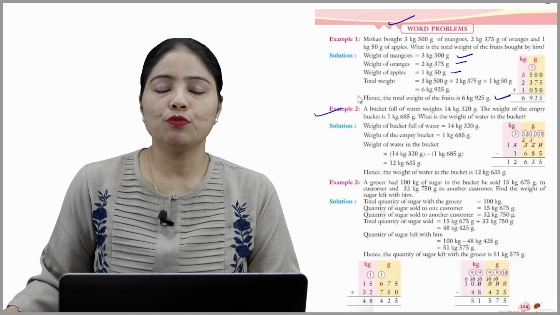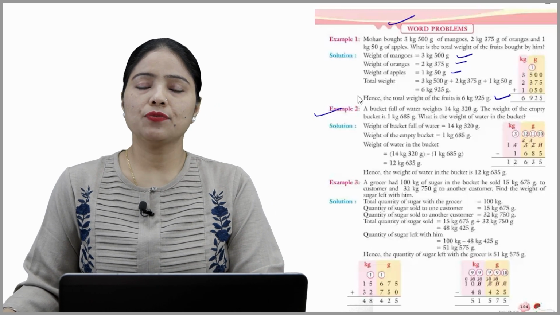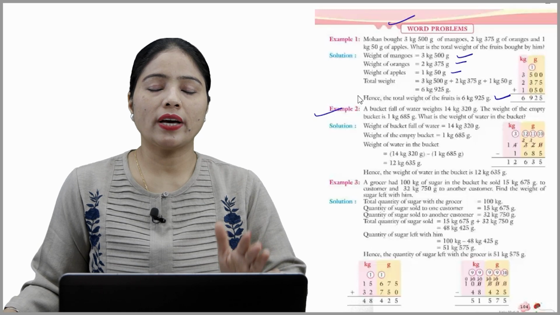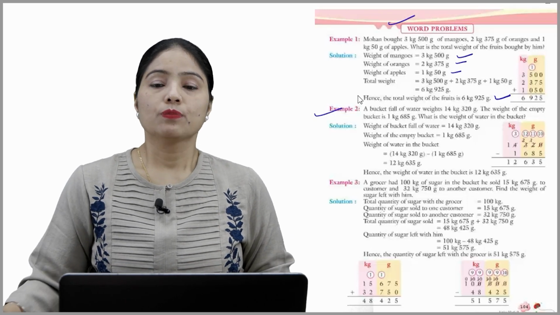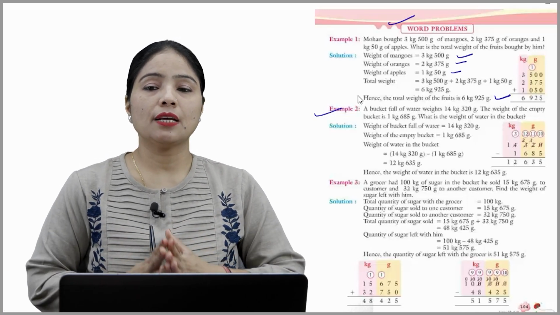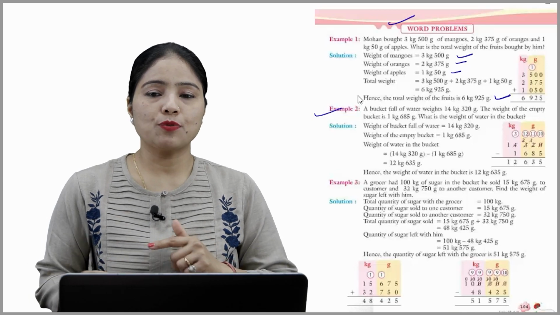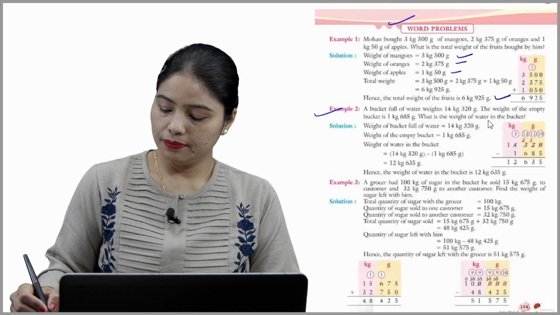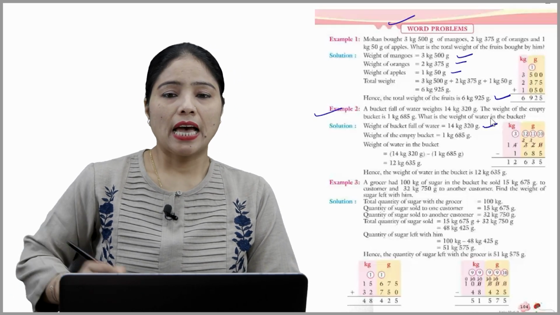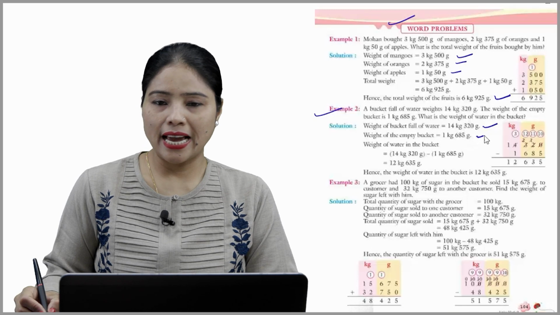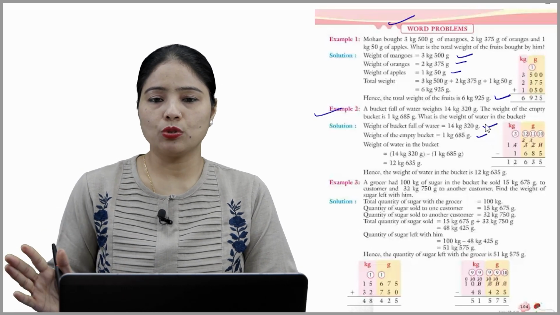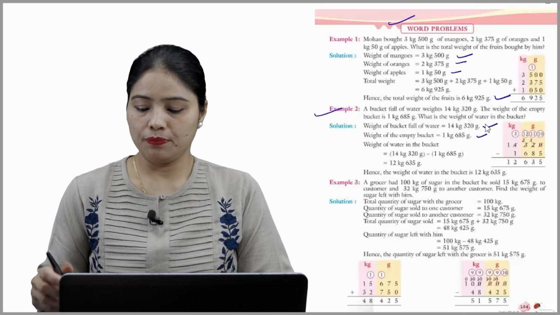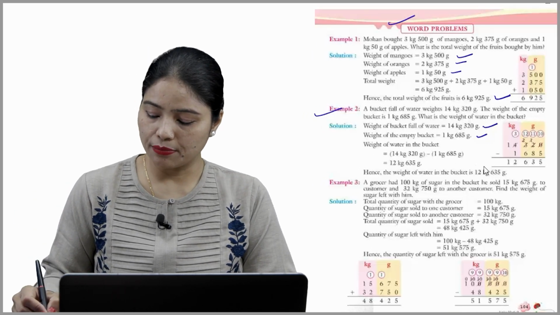A bucket full of water weighs 14 kg 320 gram. The weight of the empty bucket is 1 kg 685 gram. What is the weight of water in the bucket? So we just subtract both the numbers. So weight of the bucket हमारा कितना है? Like this one. Empty bucket का weight कितना है? That one. Now just subtract both the numbers and the answer is 12 kg 635 gram. So hence this is the answer of that one beta.